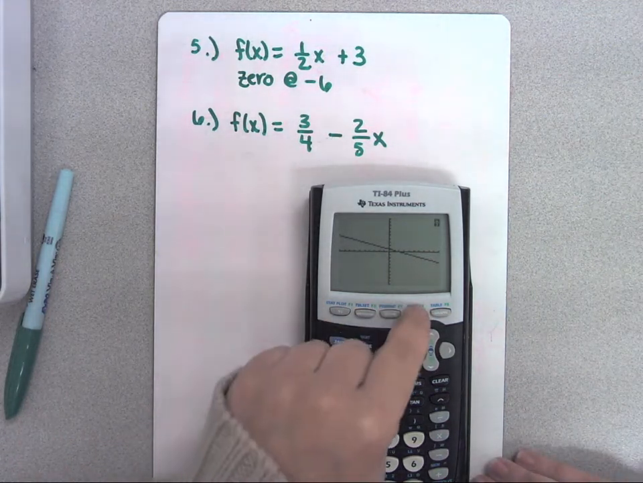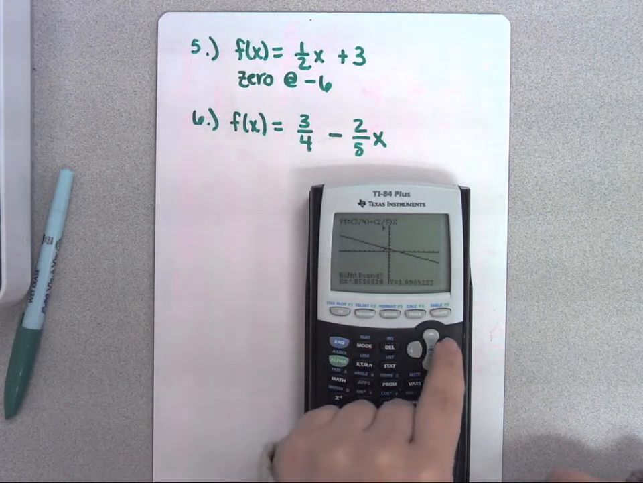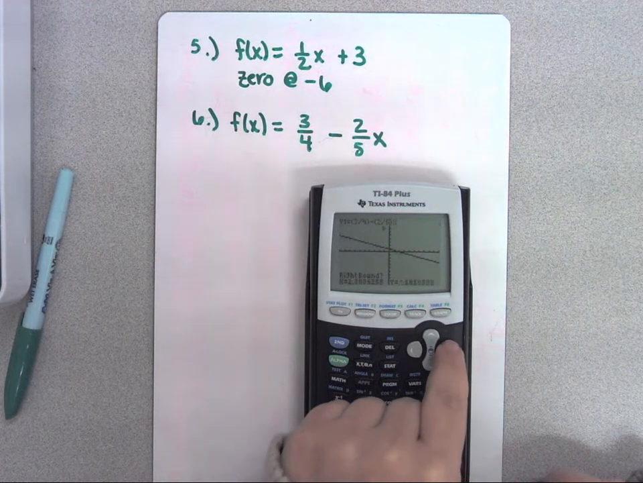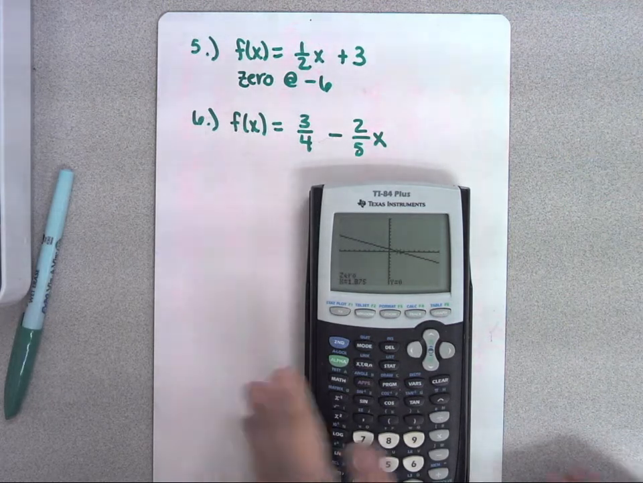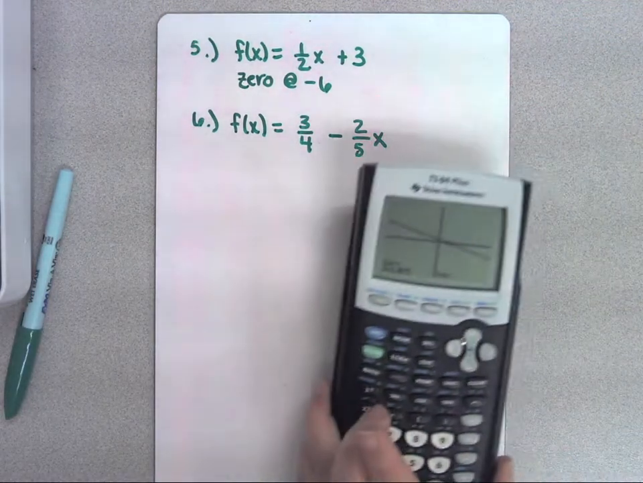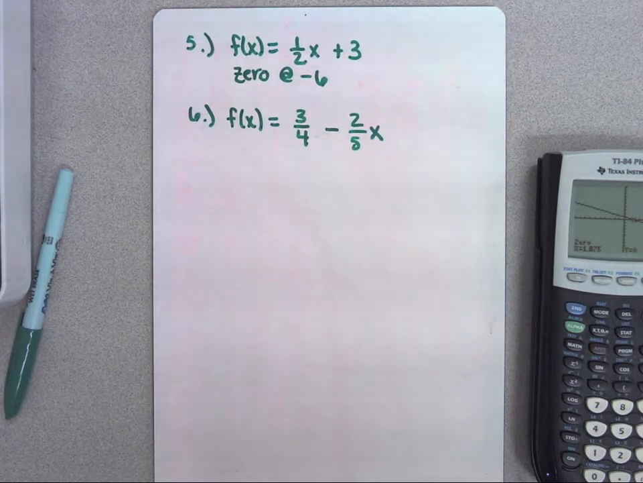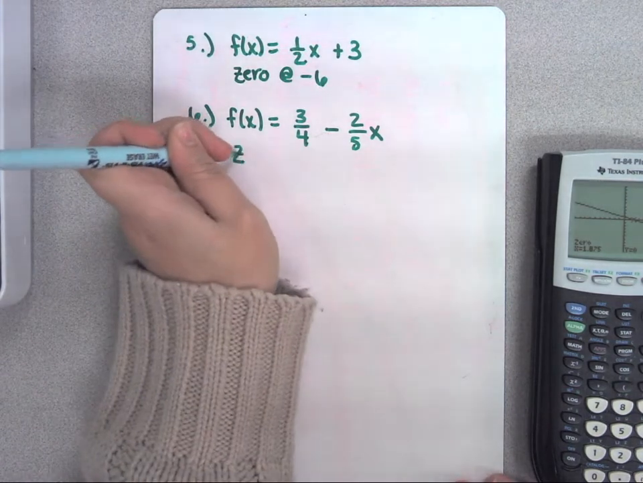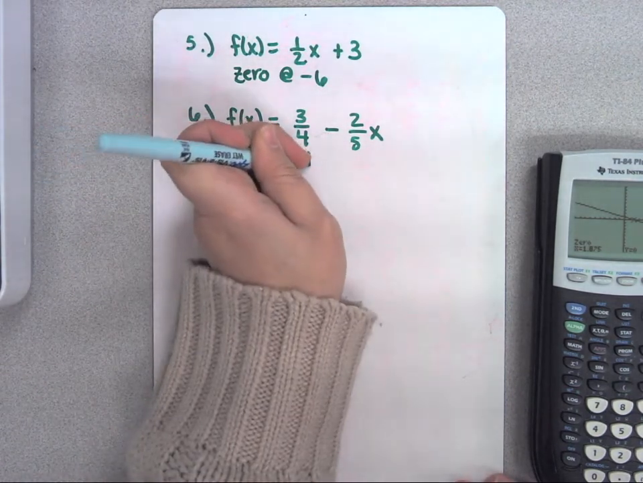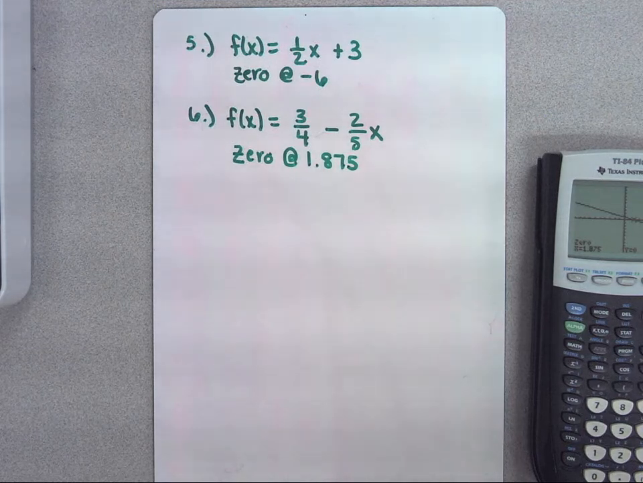Second trace. Left. I'm just going to be left all the way over here. Right. I'm going to be right all the way over here. Ooh, that's a number. Do you get an ugly decimal? You let me know if you did not get that answer.